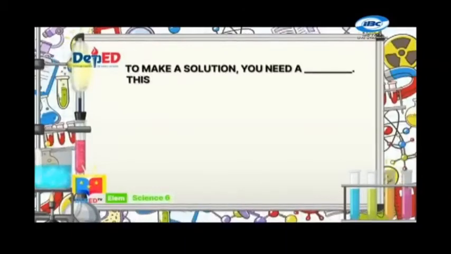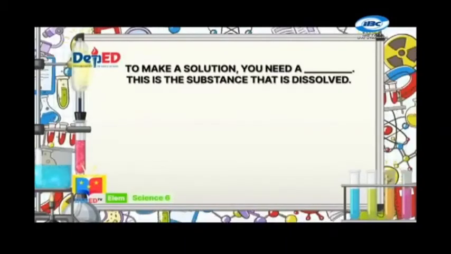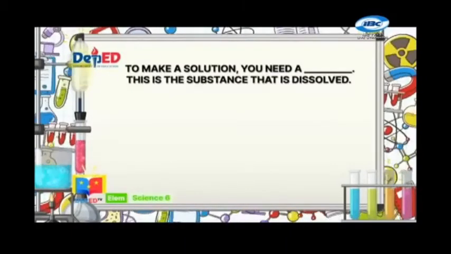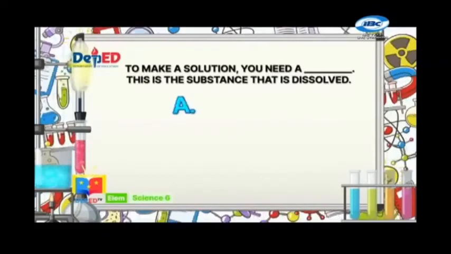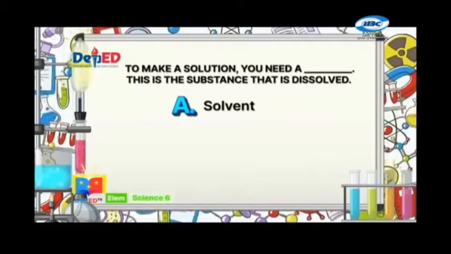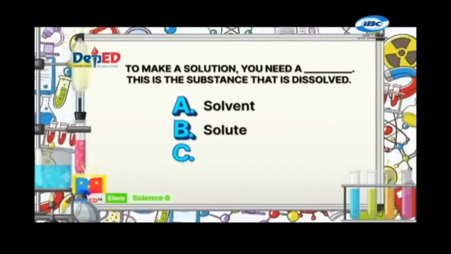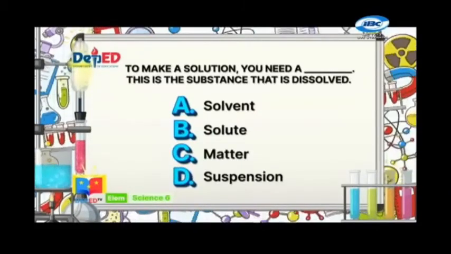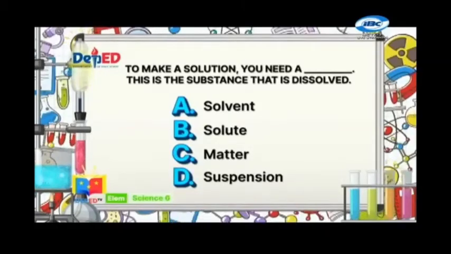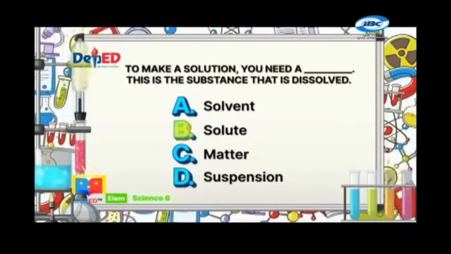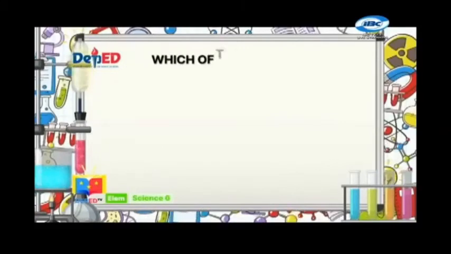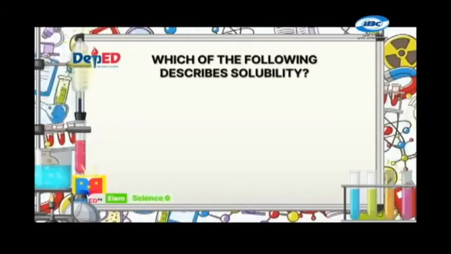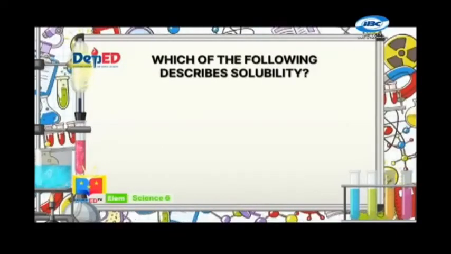Number 1. To make a solution, you need a blank. This is the substance that gets dissolved. A. Solvent. B. Solute. C. Matter. D. Suspension. The correct answer is B. Solute.